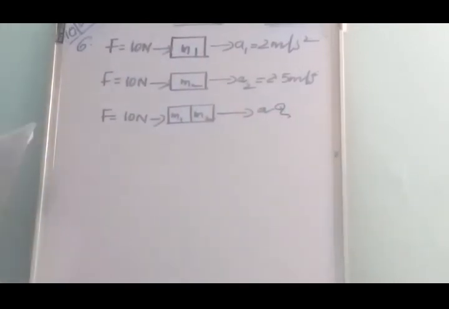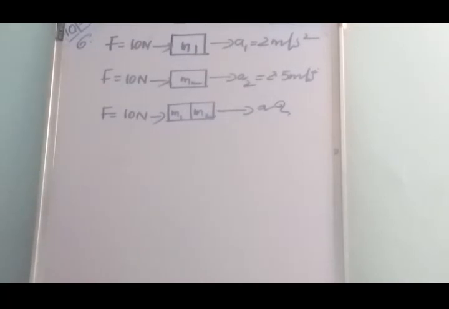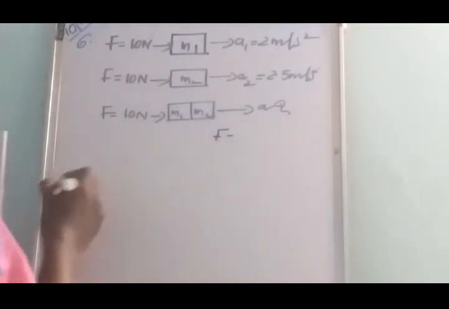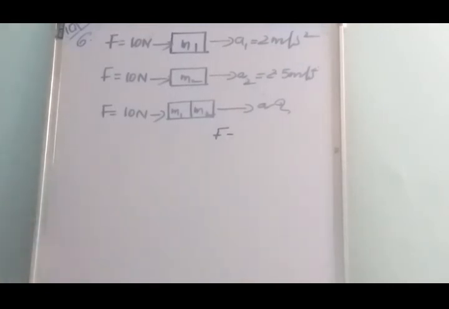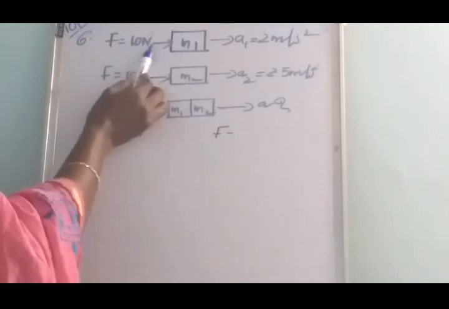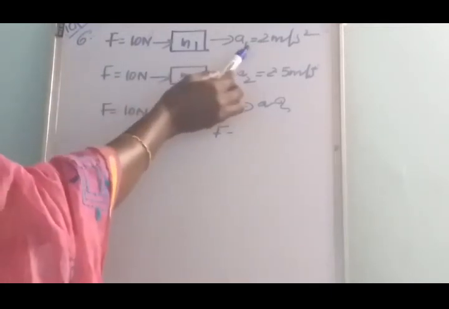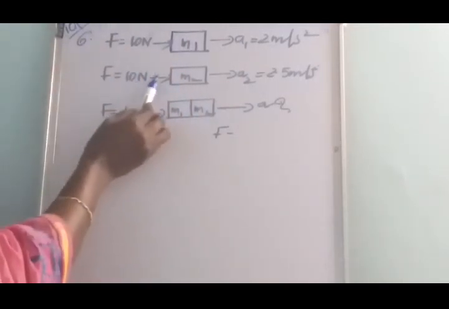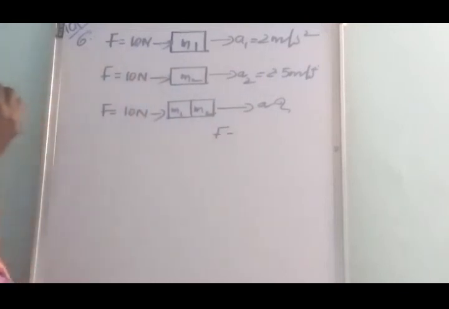That is the thing we have to find, the acceleration produced. You know the equation. I think the question is clear for you. Here, a force of 10 Newton produces an acceleration of 2 meter per second square on a mass m1, and the same force produces 2.5 meter per second square on the mass m2.